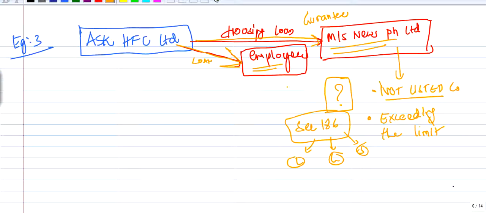What about if they are not giving guarantee, they are giving the security instead of guarantee? They are giving security. At that time what happens? These are the two questions.